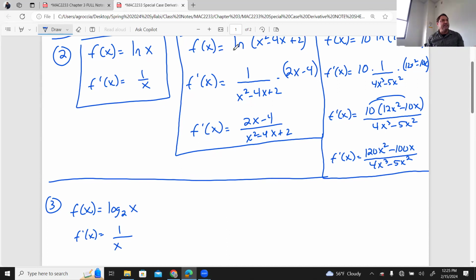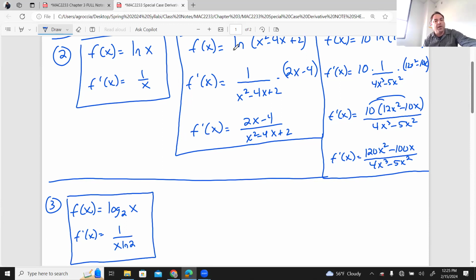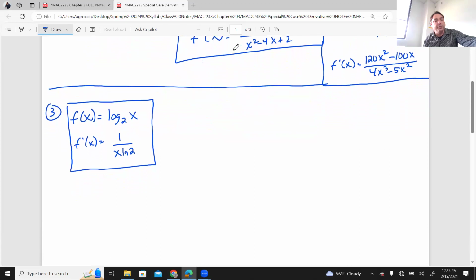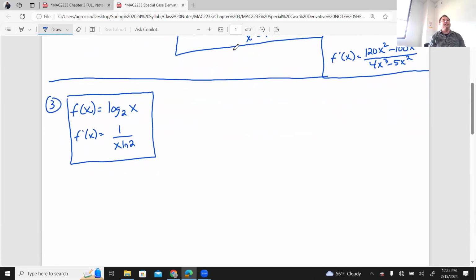And you're like, that's the same thing, except for how do we deal with the base? And to deal with the base, in the denominator you put ln of the base. So basically, natural log and log are very similar because they're both logs. The difference is, how do you deal with the base? And the answer is, in the denominator, you put ln of the base.